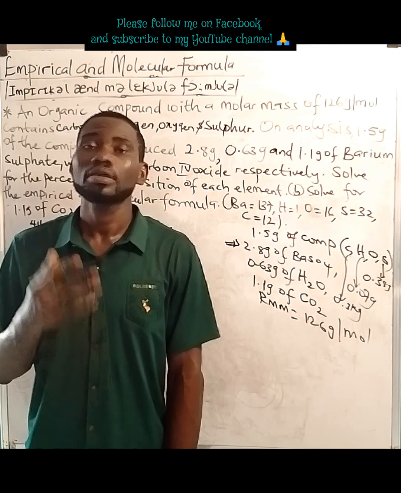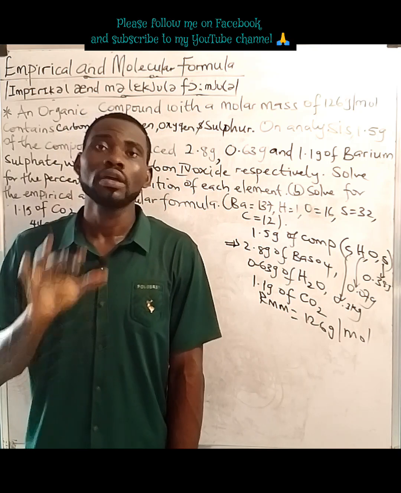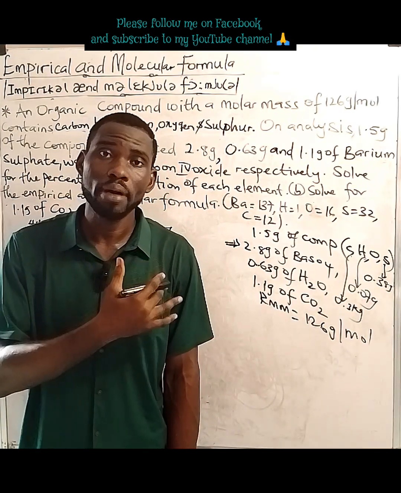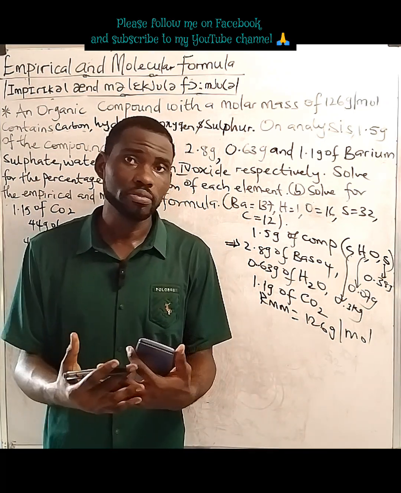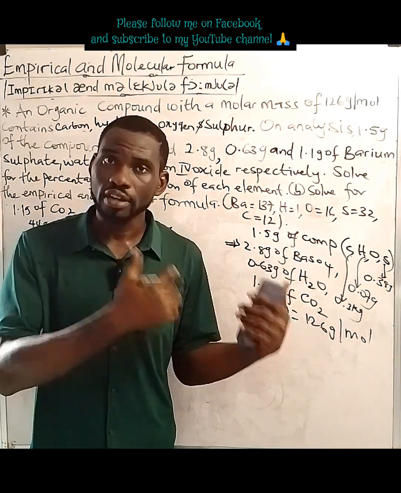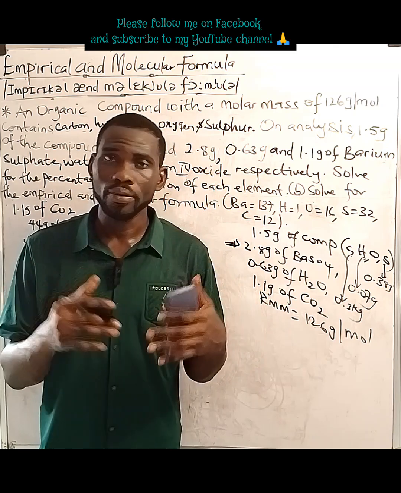So we've gotten 3 out of the 4 major elements that make up the very compound. So we have one more element left, which is oxygen. So we're going to be combining the ones we've gotten before. Then we take it off the general mass of the compound. So let's solve that.